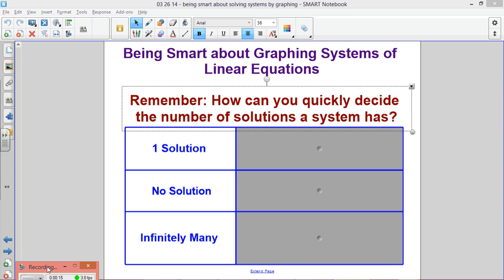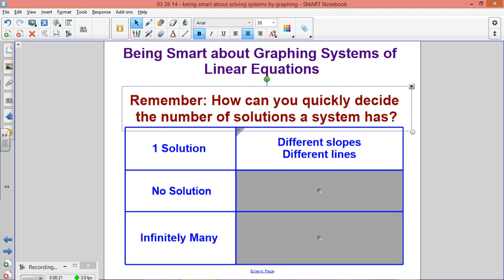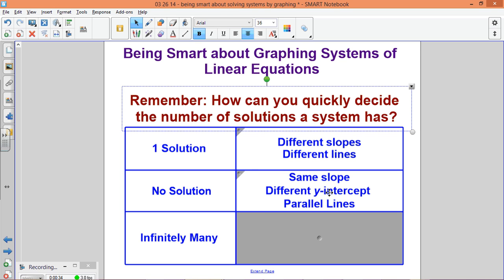So remember, how can you quickly decide the number of solutions that a system has? Well, for one solution, you know that you're going to have different slopes and so therefore different lines. As long as you have two different lines, you will have one solution as long as their slopes are different.